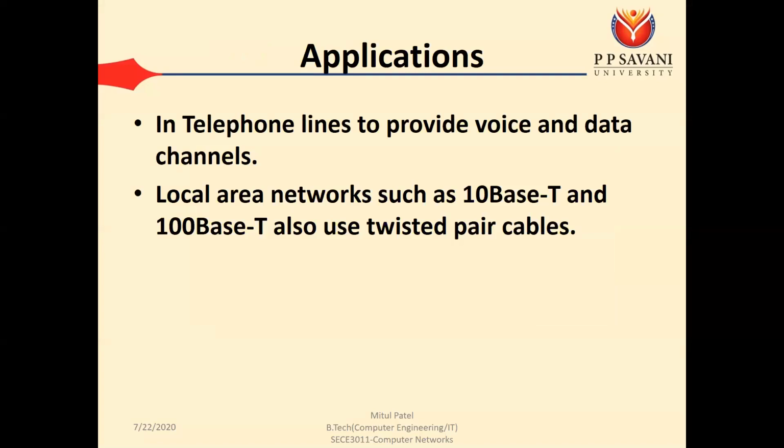Previously, the local telephone networks were using twisted pair cable. In today's local area networks, 10 Base T has a speed up to 10 Mbps, and 100 Base T can go up to 100 Mbps, in which we are using twisted pair cables.